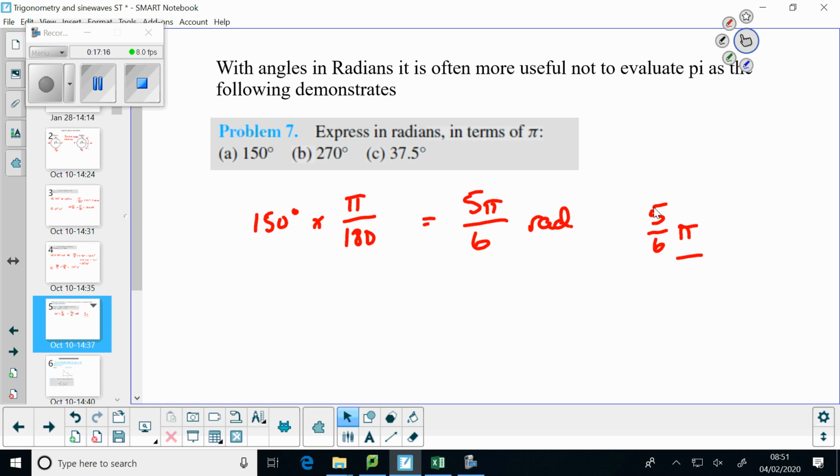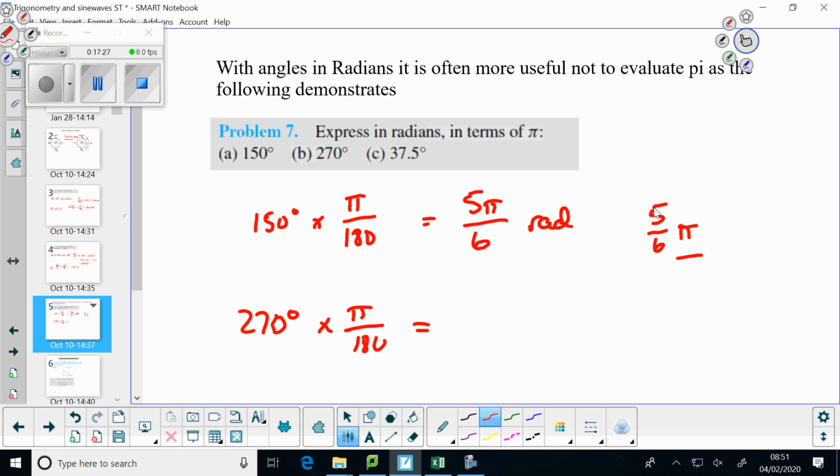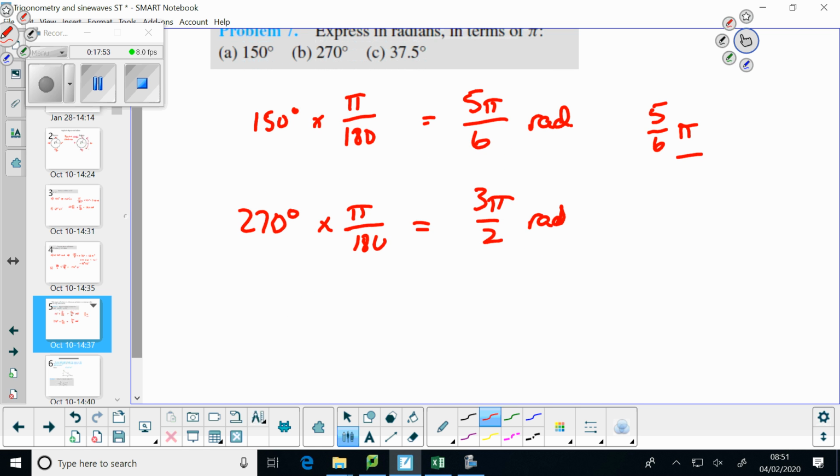All right. So you'd also find if you do 270 degrees times pi over 180, you should get 3 pi over 2 radians, and we had that on our circle in the first place. That's the 90 degrees downwards. So minus 90 degrees is also equal to, sorry, there's the same angle as that. Yeah. And another one, 37.5 degrees.